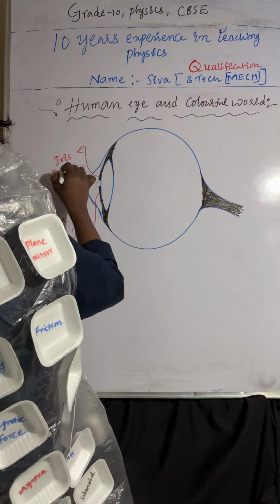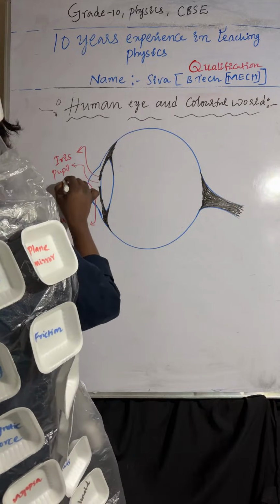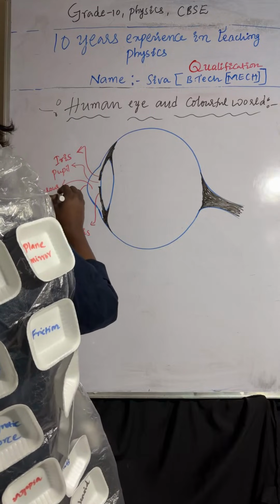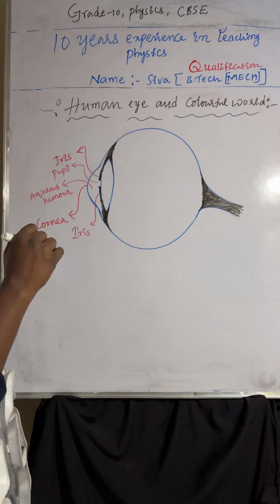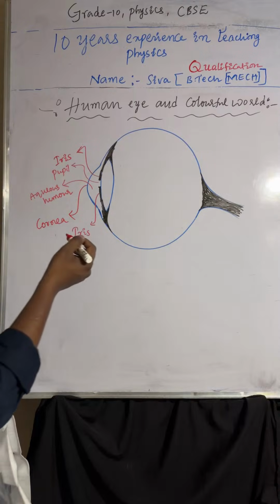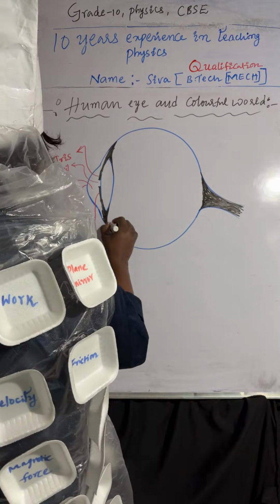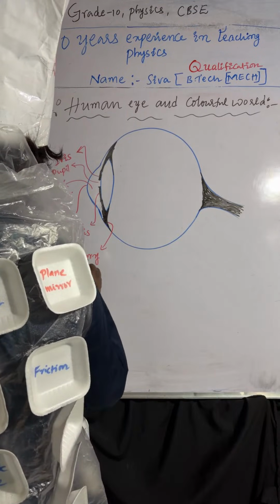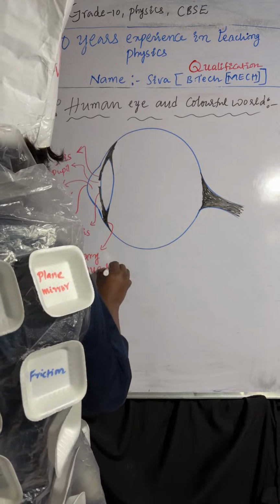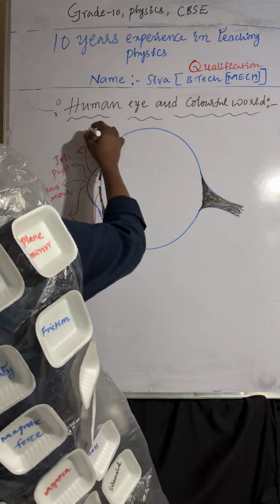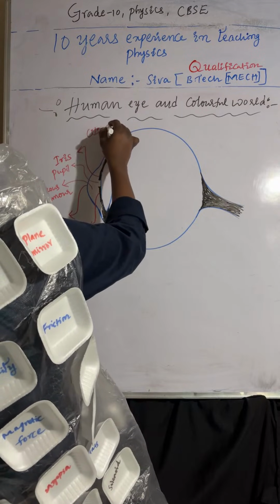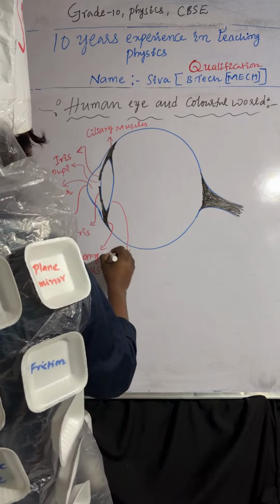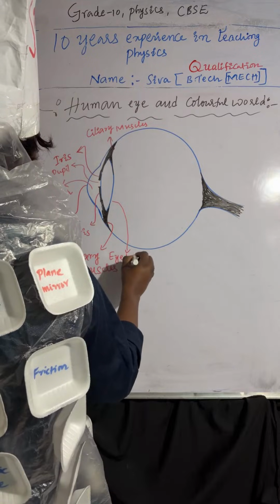Coming to here, the aqueous humor. Aqueous humor is a jelly type liquid present between the cornea and the iris. That is the aqueous humor. And coming to the next one, the ciliary muscles. These are the ciliary muscles, and here also ciliary muscles. And coming to this one, the iris.